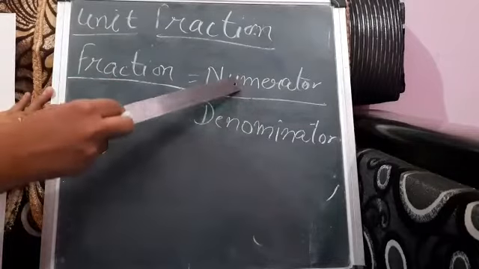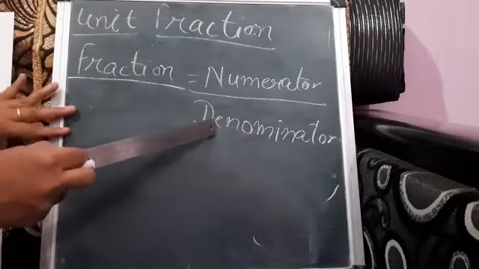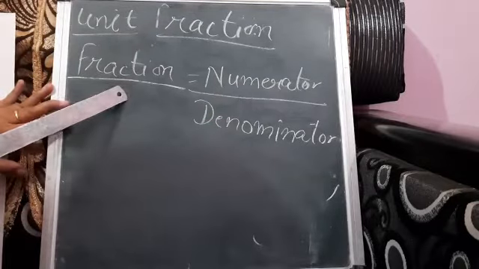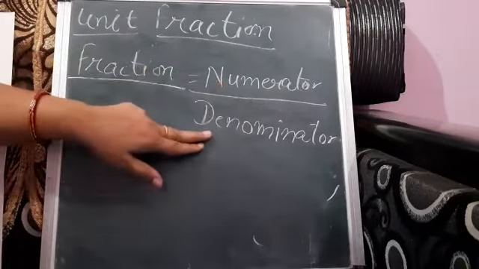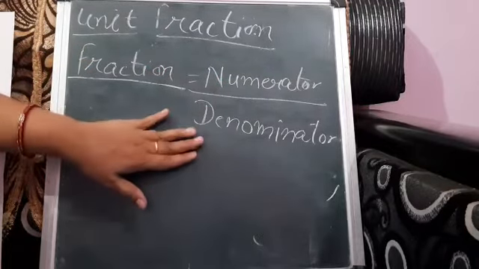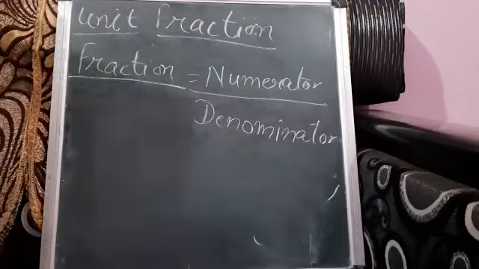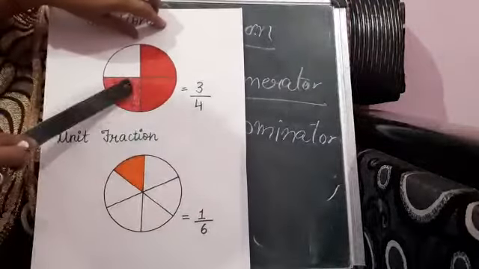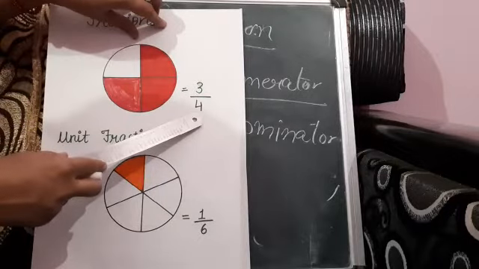The numerator and denominator of fractions are the numbers that make a fraction. So in a fraction, here is a number, and in the denominator we also write a number. Now how can we write these numbers? For example, in this I am dividing this circle into 4 parts. So in the denominator I will write 4.